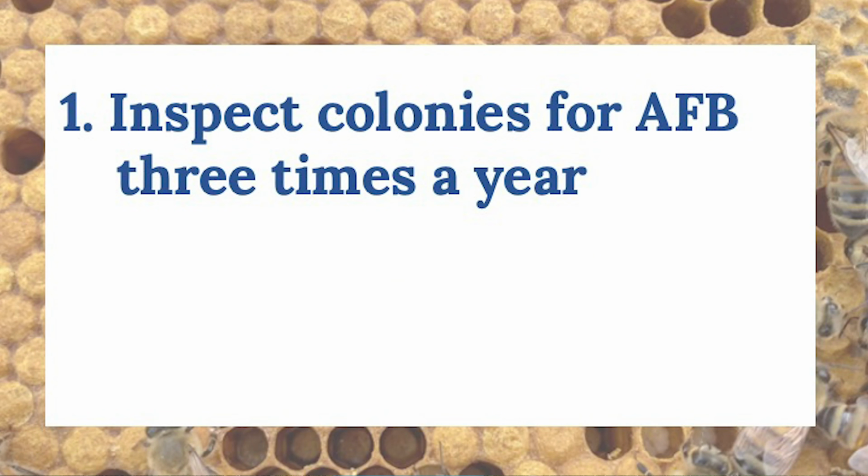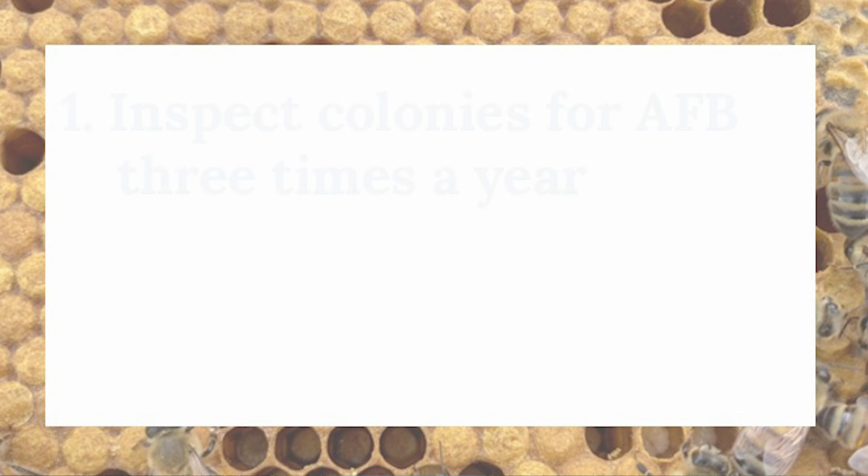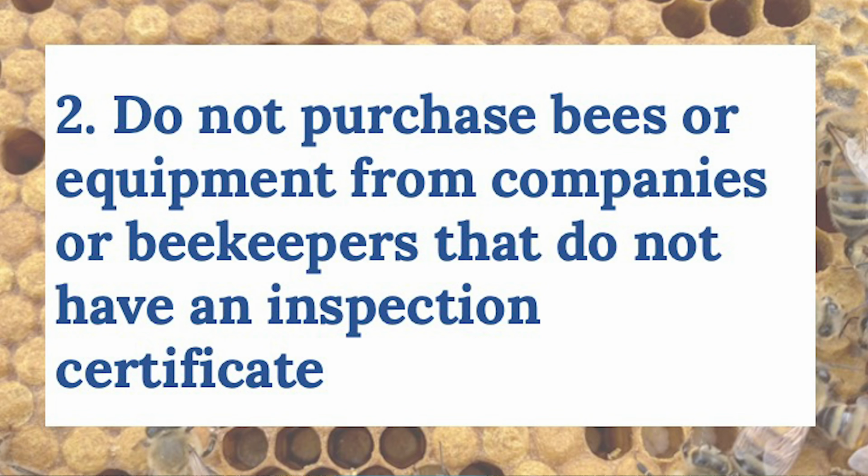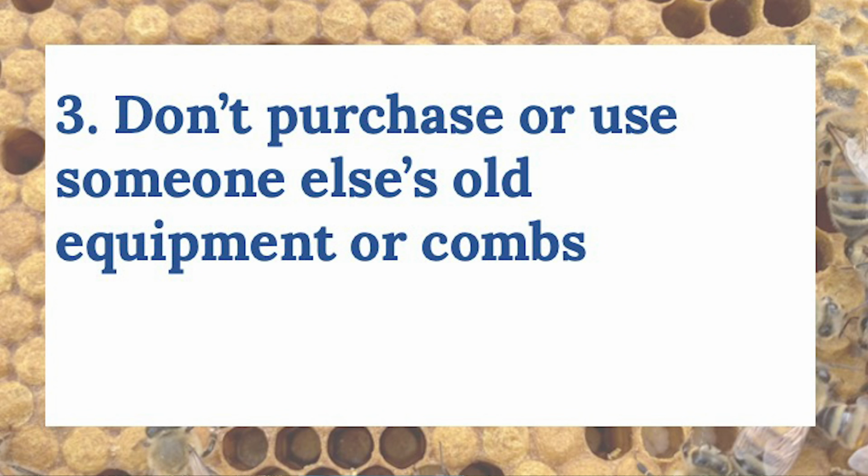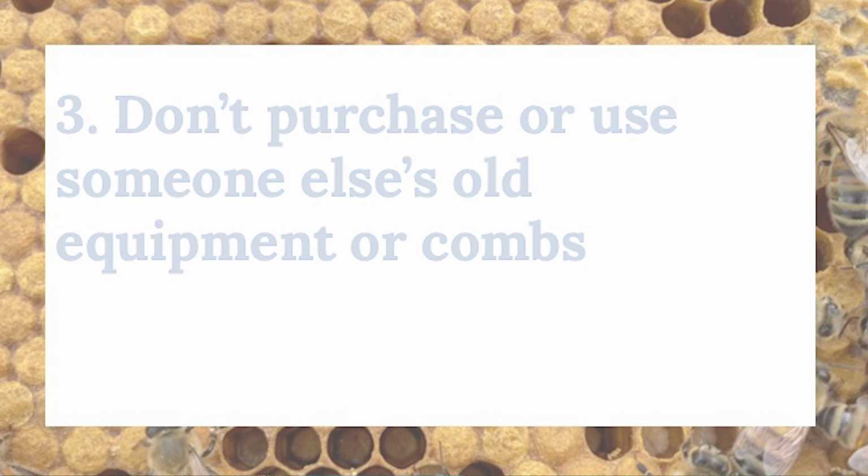1. Inspect colonies for AFB 3 times a year: spring, right after removing the honey crop, and prior to overwintering. Become familiar with how to recognize this disease so that you can detect it in your hives before it's become too widespread. 2. Do not purchase bees or equipment from companies or beekeepers that do not have an inspection certificate. 3. We recommend that you don't purchase or use someone else's old equipment and combs. When you acquire new equipment, it's safer to buy it new or build it yourself.